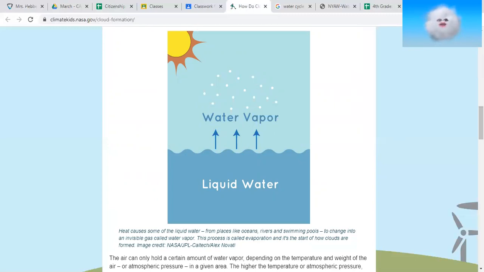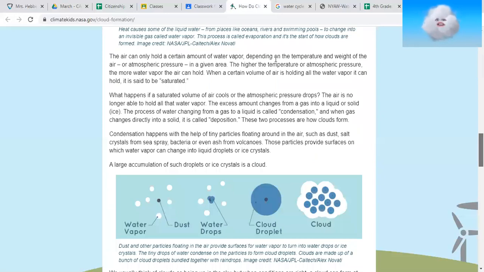The air can only hold a certain amount of water vapor, depending on the temperature and weight of the air or atmospheric pressure in a given area. The higher the temperature or atmospheric pressure, the more water vapor the air can hold. When a certain volume of air is holding all the water vapor it can hold, it's said to be saturated. So we now know that the higher the temperature, so the warmer the air and the more atmospheric pressure there is, the more water vapor there is. So the more humidity there's going to be.